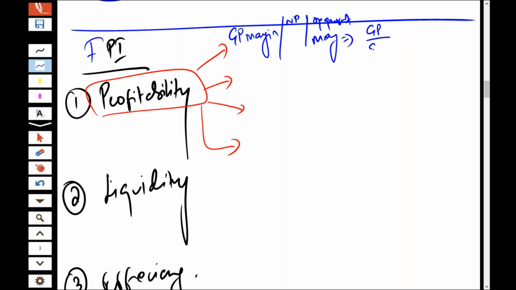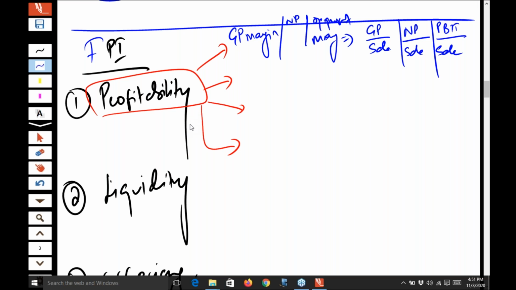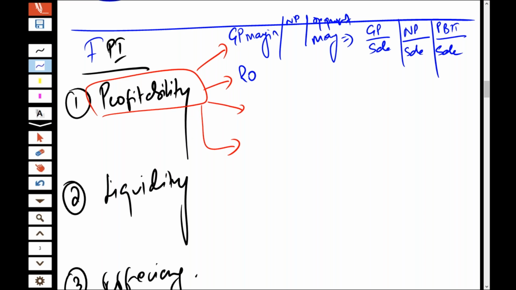So the GP margin is GP upon sales. The NP margin is NP upon sales. The operating profit margin is PBIT upon the sales. So one of them is basically the margin ratios, the gross profit margin and so on. If you move a bit forward, you have got the return on capital employed, ROCE. How do we calculate it? We calculate it using the PBIT divided by capital employed.